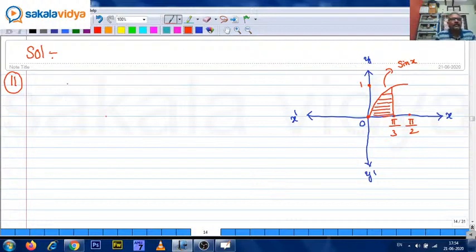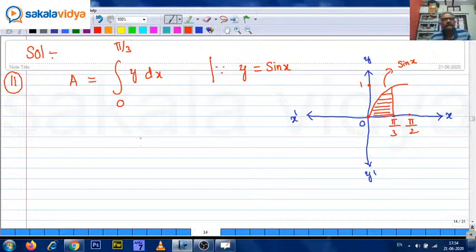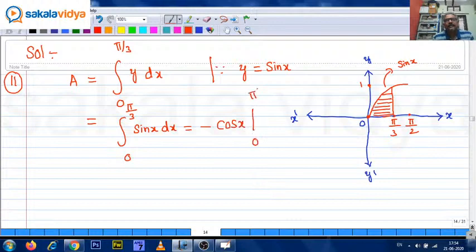So that means area is equal to integral 0 to pi by 3 y dx. Here y is nothing but sin x. So integral 0 to pi by 3 sin x dx. Integral of sin x is minus cos x, with limits 0 to pi by 3. Derivative of sin x is plus cos x, but integral of sin x is minus cos x.